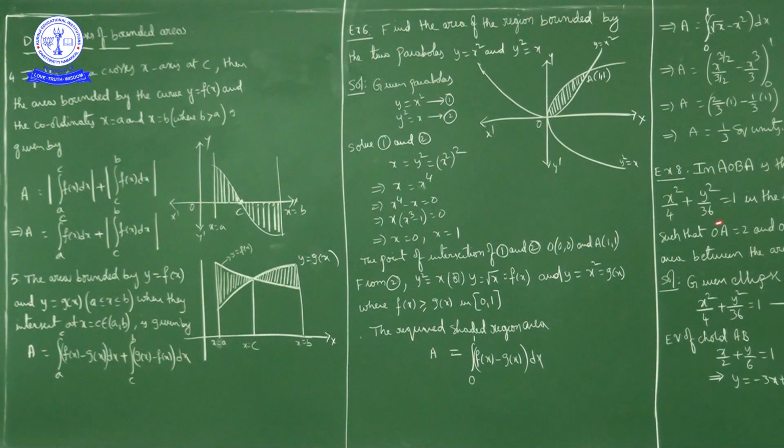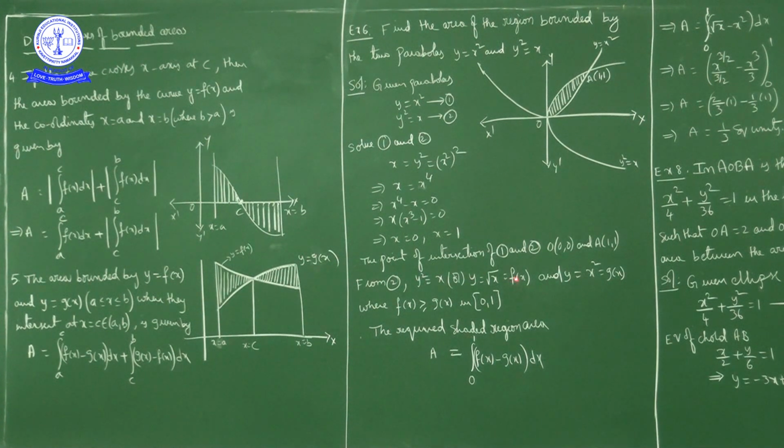So to find this shaded region area, from 0 to 1 it is upper curve minus lower curve. So what is the upper curve here? y square is equal to x is the upper curve, and from 0 to 1 y is equal to x square is the lower curve. Y square is equal to x means y is equal to root x.